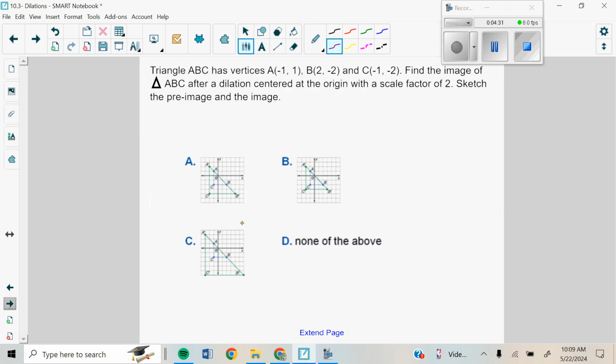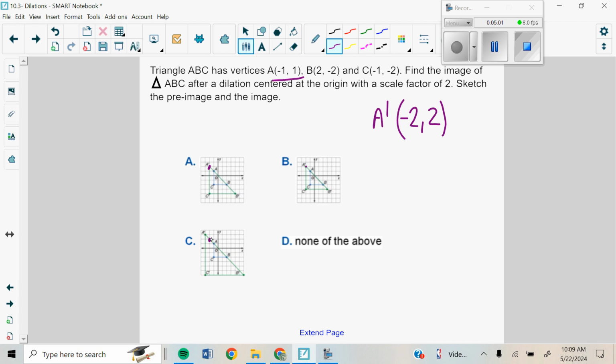All right, so let's go ahead and look at this one. It says the triangle ABC has vertices as given. Find the image of triangle ABC after the dilation centered at the origin with a scale factor of 2. So what that means is we're going to take all of those points and we're going to times them by 2. So A prime is going to be now -2, 2. So let's go see. -2, 2 is here.